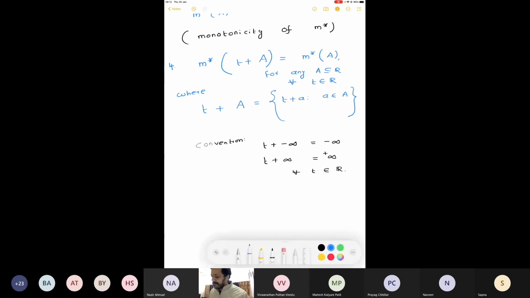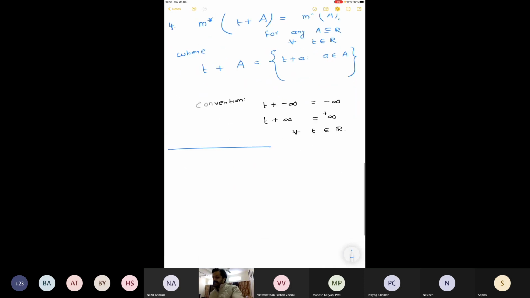Next, we have our much awaited result, namely the following. I think I stopped by stating this theorem. The Lebesgue outer measure of an interval is its length.